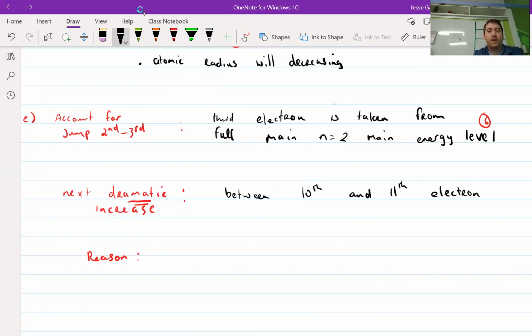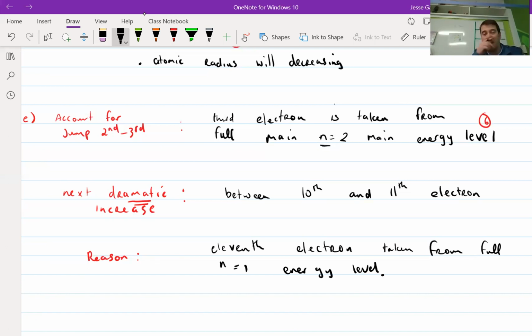And the reason for that, what is the reason for that? The reason is, well, again, this electron, or the 11th electron, this time it's been taken from a full n equals 1 energy level. The 11th electron is taken from a full n equals 1 energy level.